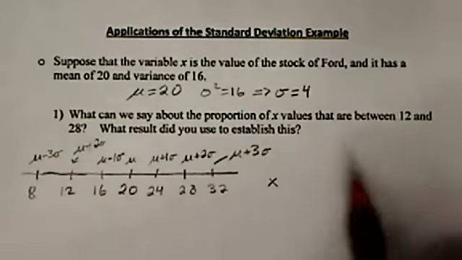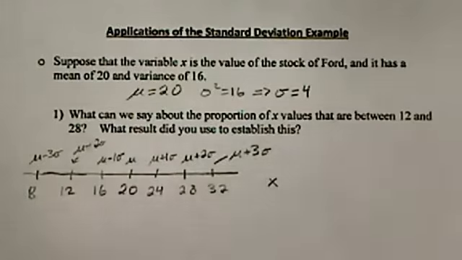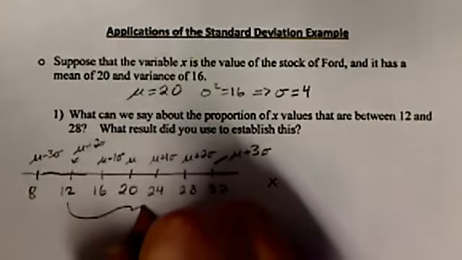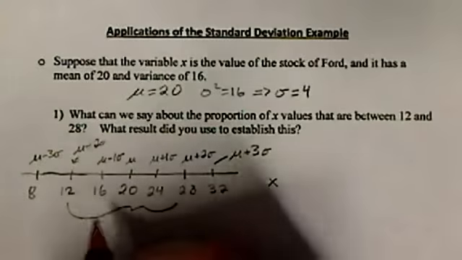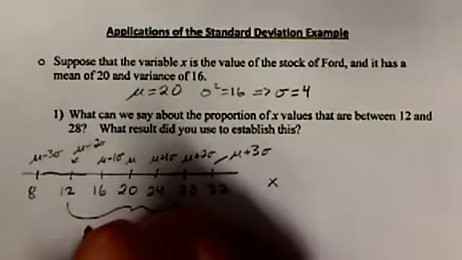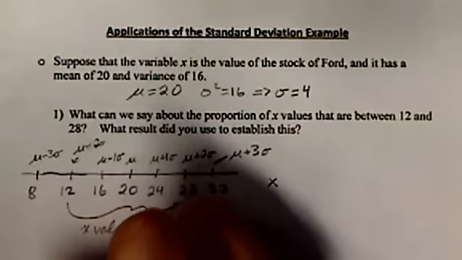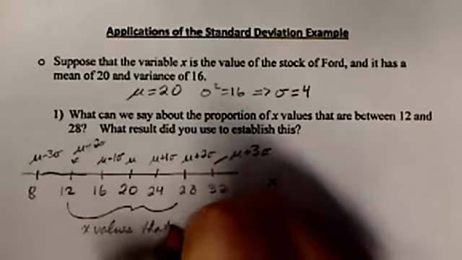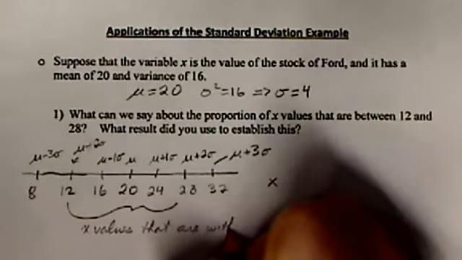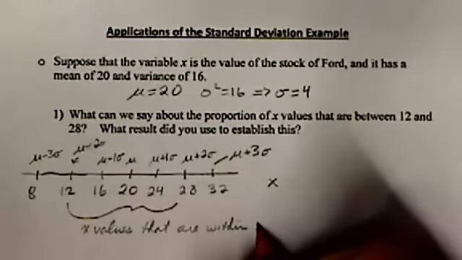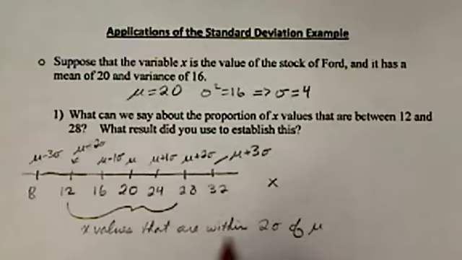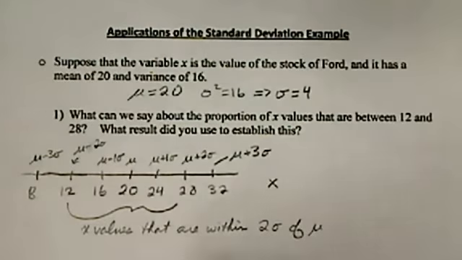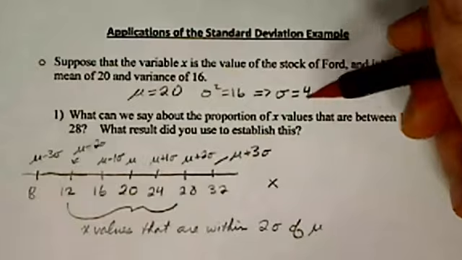So when it says the proportion of x values that are between 12 and 28, we're actually looking at this range right here, between 12 and 28. Those are the x values that are within 2 standard deviations of the mean. That within means to the left and the right, 2 standard deviations of the mean there. So what we want to know is, based on what mu is and what sigma is, what proportion actually lie in this range.